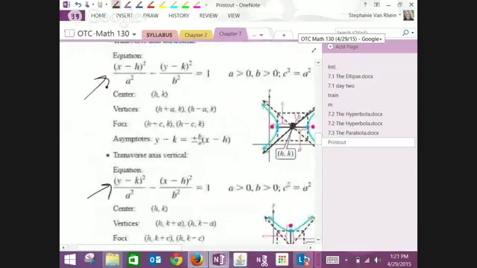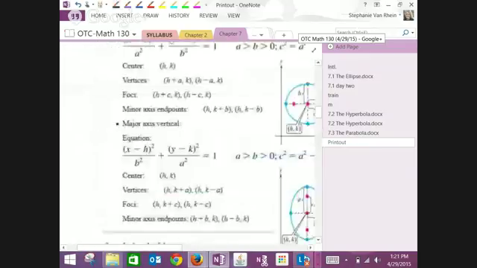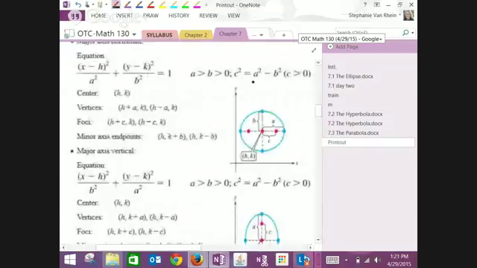But for C, you can get away with calling A, B, and B, A. But on the ellipse, you can't. A is always the larger one because C squared is A squared minus B squared. Right? The focus point's always going to be on the major axis, A or B distance from the center, depending on which is your major and minor axis.